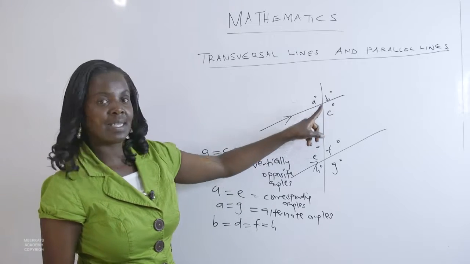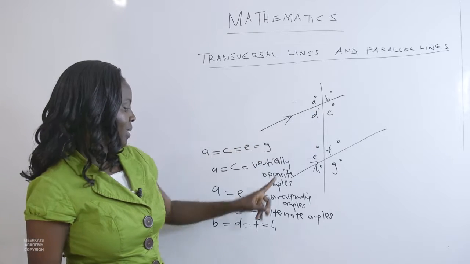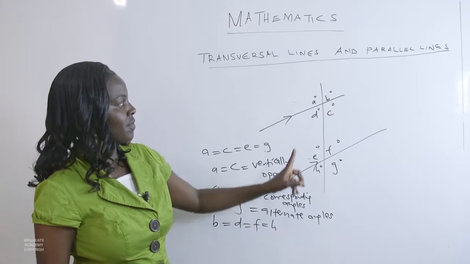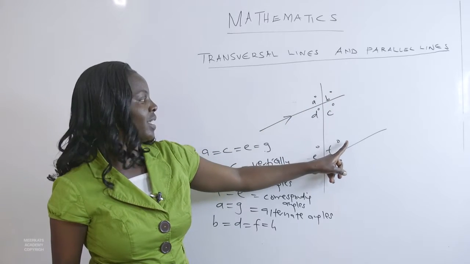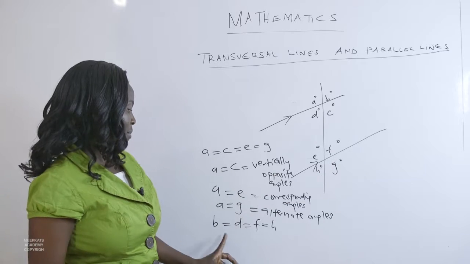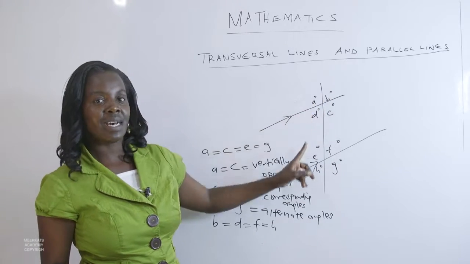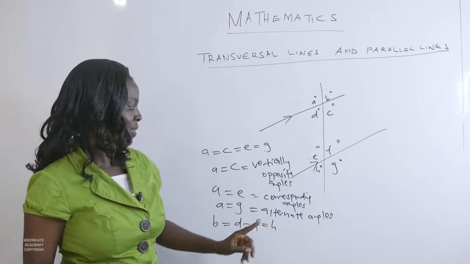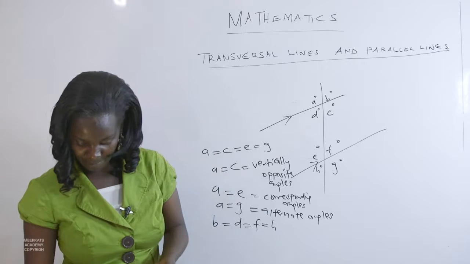Again, you realize that B and D are vertically opposite angles. Then B and F, you realize again, they are corresponding angles. B and H are alternate angles. So again, all of them are equal.